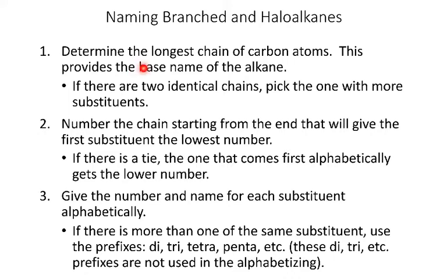First thing we do is determine the longest chain of carbon atoms. This provides the base name of the alkane. If there are two identical substituents, we pick the chain that has the most substituents. We have to decide how to number the chain. And same rule as before, the numbering of the chain is going to start on the end that gives the first substituent the lowest number. If there's a tie, and this is particularly relevant in cyclic compounds, then the substituent that comes first alphabetically gets the lower number. And then finally, we give the number and name for each substituent alphabetically.